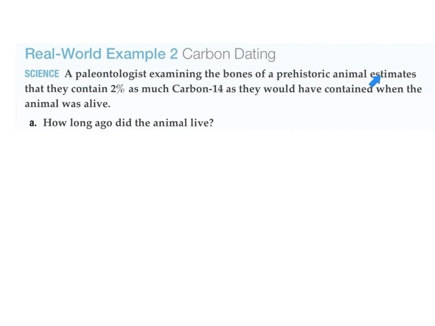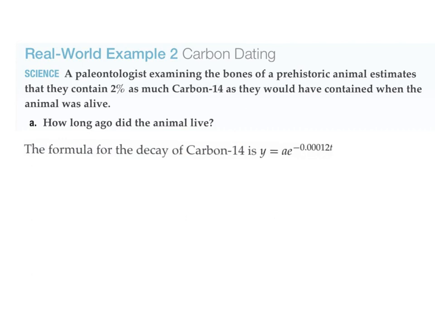So now we're looking at a situation where we've got some animal that contains 2% as much carbon-14 as it would have contained when it was alive. Okay? And so we want to try to figure out how long ago did the animal live. And again, at any time when you're watching this video, if you feel like you need to pause it and reread it and take it in again or rewind it or whatever, please do that.